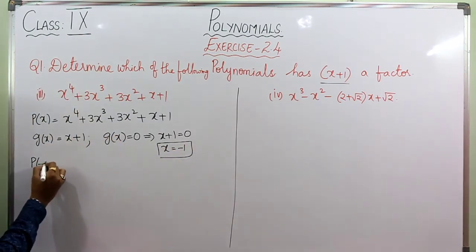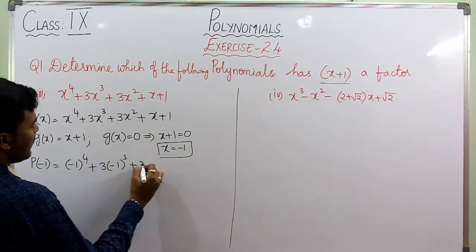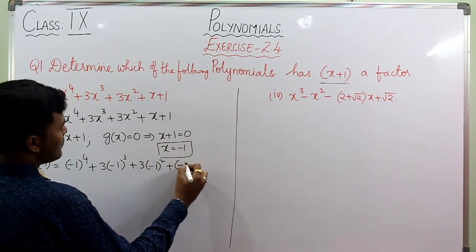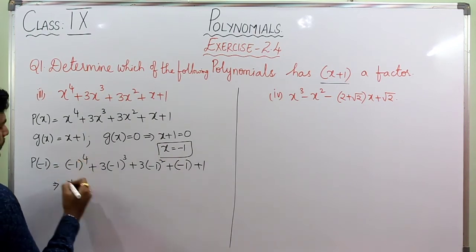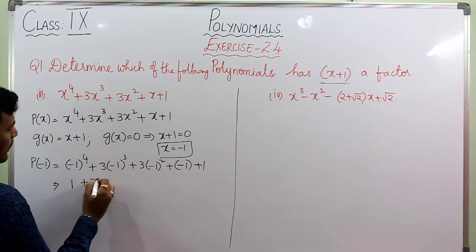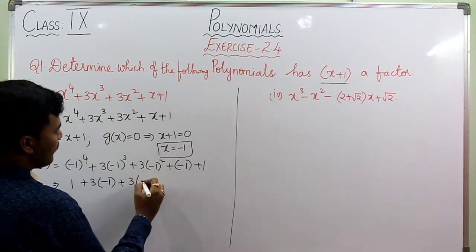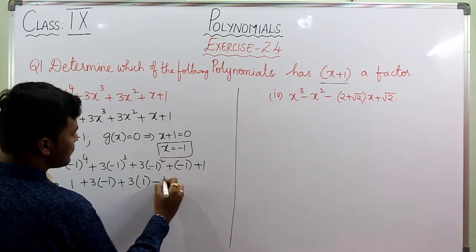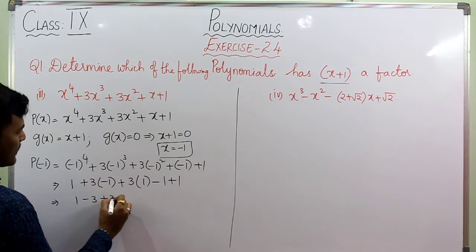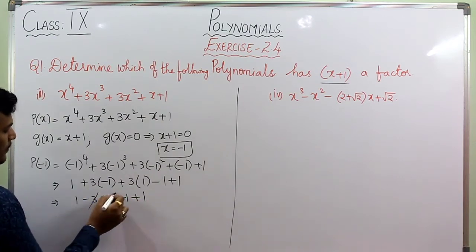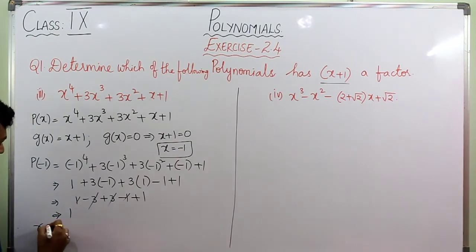substitute there. So p of minus 1 is equal to minus 1 whole to the power of 4 plus 3 into minus 1 whole cube plus 3 into minus 1 whole square plus minus 1 plus 1. So this will become minus 1 whole to the power of an even number, so it will become plus 1, plus 3 into minus 1 whole to the power of an odd number, minus 1, plus 3 into minus 1 whole to the power of an even number, it will become plus 1, plus minus 1 plus 1. So this implies 1 minus 3 plus 3 minus 1 plus 1. So plus 3 minus 3 cancel, plus 1 minus 1 cancel. We are left with 1. So therefore the remainder is not equal to 0.